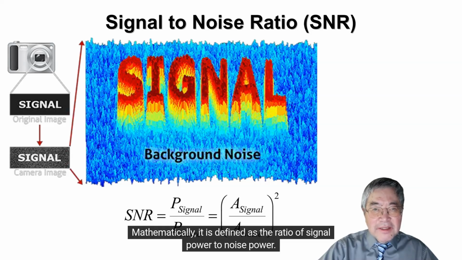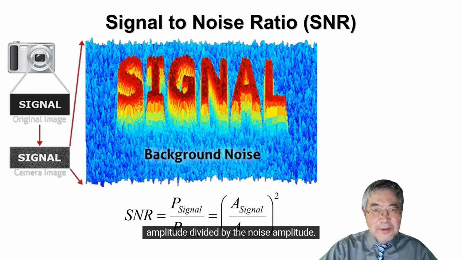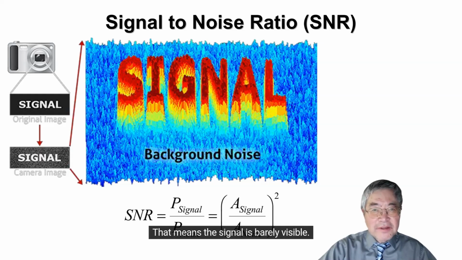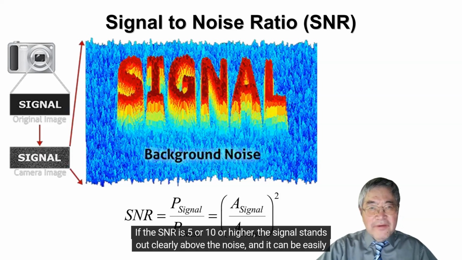Mathematically, it is defined as the ratio of signal power to noise power. Since power is proportional to the square of amplitude, you can also write SNR as the square of the signal amplitude divided by the noise amplitude. Here's the intuition. If the SNR is around 1, the signal varies in the same range as the noise. That means the signal is barely visible. If the SNR is 5 or 10 or higher, the signal stands out clearly above the noise and it can be easily detected.